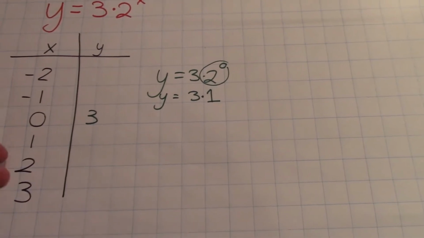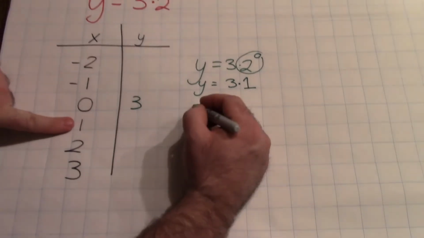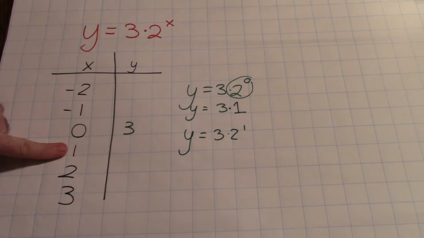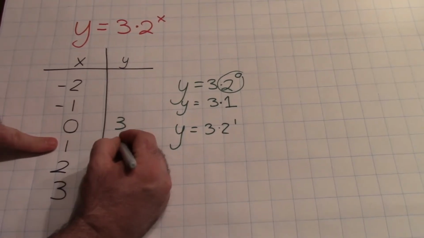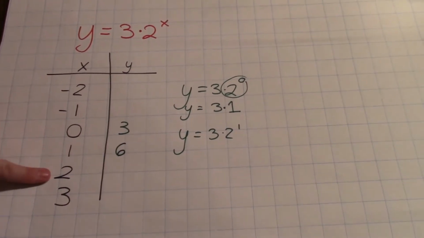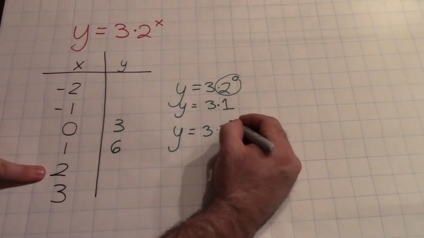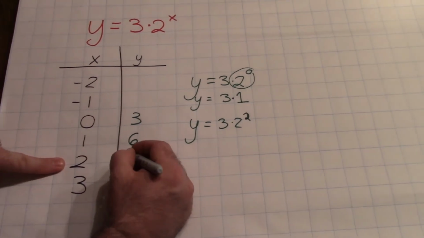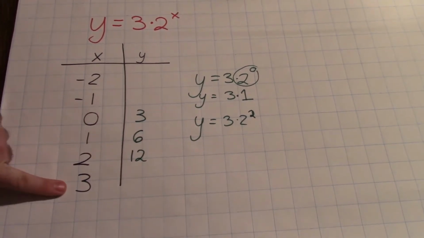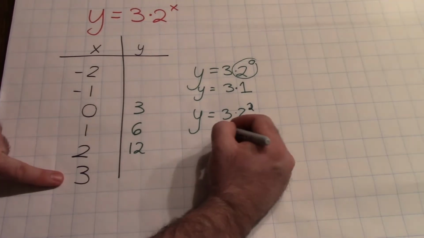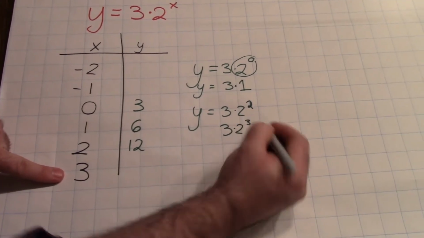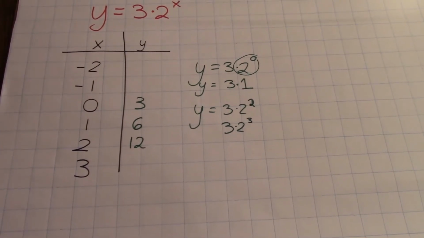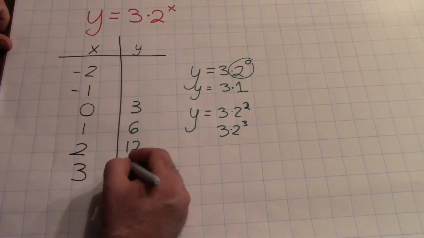And we're going to do that for all of these. For 1, we can do the same thing. We can say y equals 3 times 2 to the first power. 2 times 1 is 2, times 3 is 6. For 2, I would do the same thing. I'm just going to replace this with a 2. 2 squared is 4, times 3 is 12. And 3 here, this is a little tougher. Don't let your brain juke you out here. 2 to the third power is 8, because that's 2 times 2 times 2. So 8 times 3 is 24.